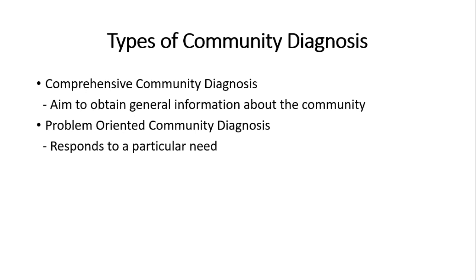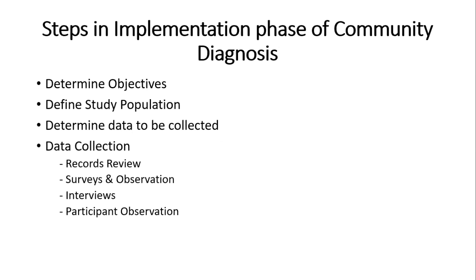So this is basically when people are already aware that there is a problem in the community that reaches the health facility through press, media, or someone goes and informs, or you get repeated cases from the same community, same locality. Then you are aware that there is a problem in that community, and then you respond to that particular need. So there are two different types of community diagnosis: comprehensive community diagnosis, and then problem oriented community diagnosis. So what are the steps in the implementation phase of community diagnosis?